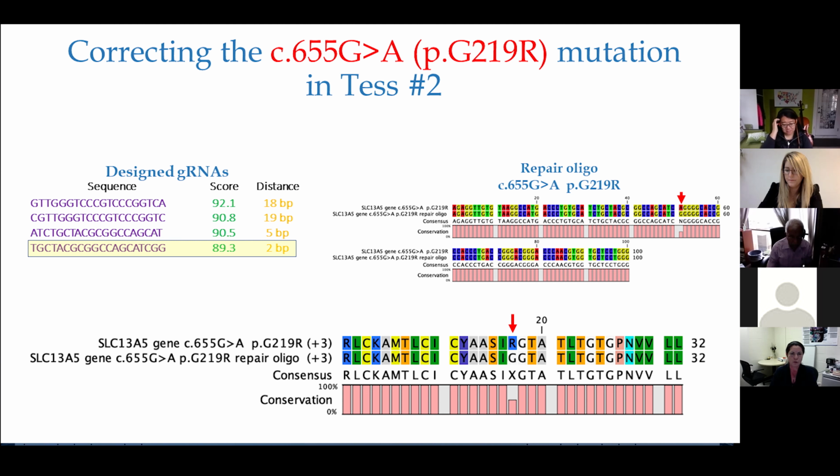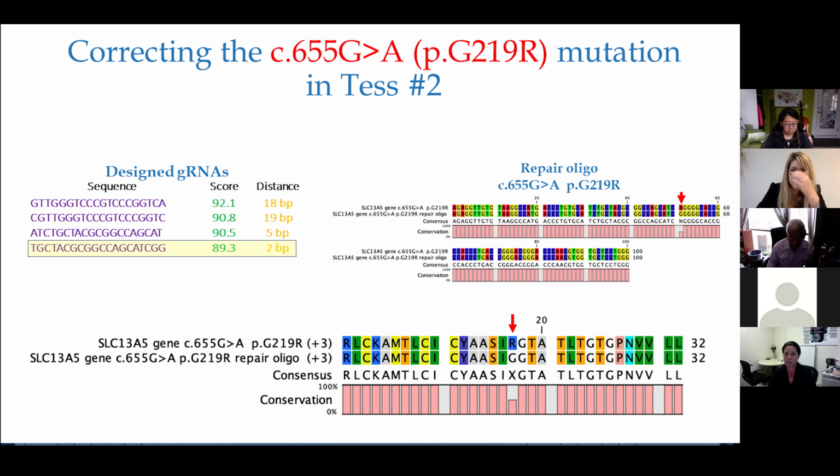And this score means the probability of this guide RNA targeting that site. And so we scanned the DNA close to where the mutation is, and we found these 4 guide RNAs. We designed those 4. We synthesized one, and after this, we designed a repair oligo.